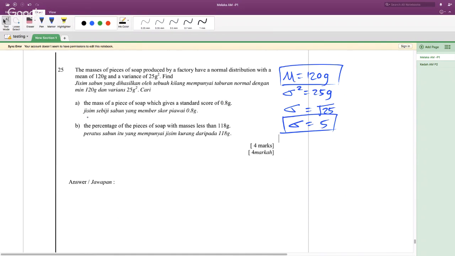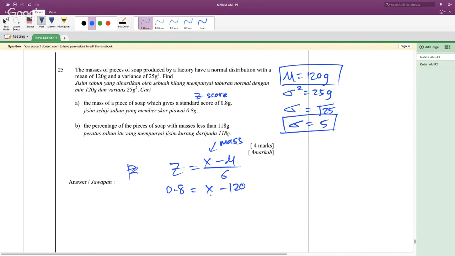All right, so now the mass of the soap which gives the standard score 0.8. Standard score means the Z score. They ask you to find the mass of the soap, so Z equals X minus mean over standard deviation, and they ask you to find X, which is the mass. So Z is 0.8, X is unknown, minus 120 over 5. So 5 multiplied by 0.8 gets 4, plus 120 equals X. So the mass of the soap actually is 124 gram.